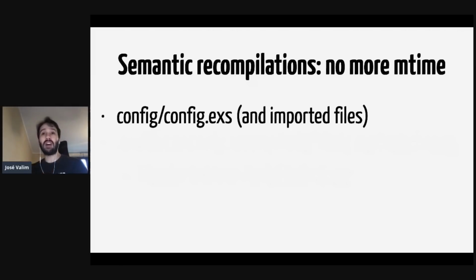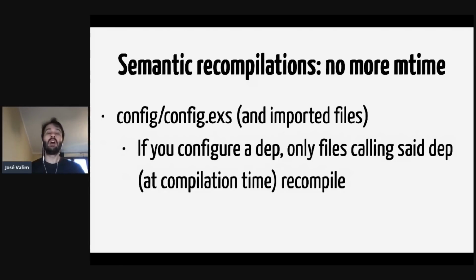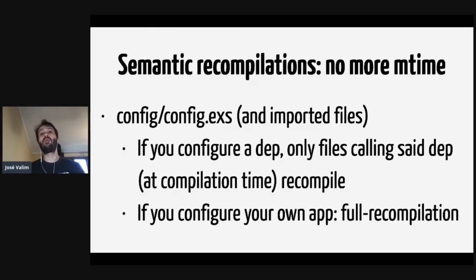Similarly, for the config.exs file, if you configure a dependency, now instead of recompiling everything, only the files calling that dependency recompile. So for example, if you change the configuration for Phoenix, only the files that are calling something from Phoenix are going to recompile. And sure, in a Phoenix application, you're still going to have a lot of files calling Phoenix, but everything in your contexts, in your domains, is most likely not calling Phoenix, and that doesn't have to be recompiled. And if you have a small dependency, it's not going to recompile anything, or just one or two files, okay? And again, we are only going to trigger a recompilation if you configure our own app.